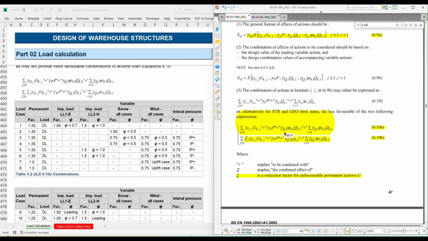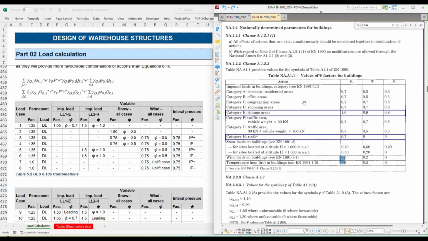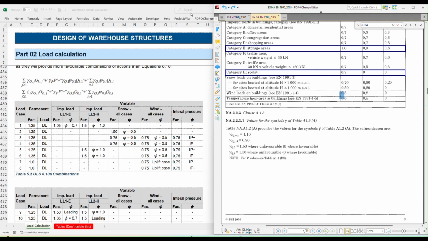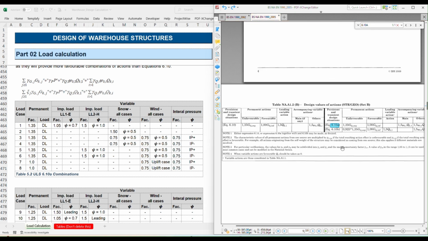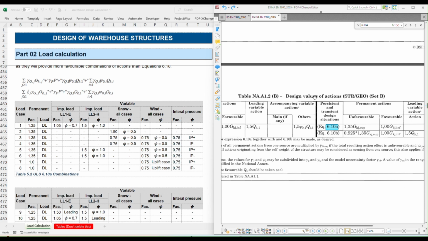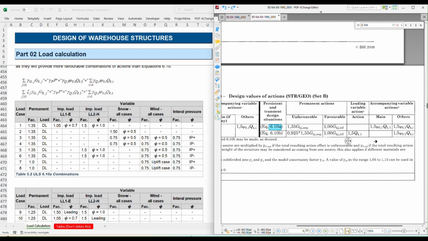And coming to the next, gamma Q with reduction factor and Qk, these are the accompanying variable loads and these are the leading variable. And here you can see gamma G and gamma Q with respect to the permanent and variable load combinations. So we need to find out this gamma G and gamma Q. For that we need to go to BS EN National Annex. Here on the right hand side you can see the design values of actions. So this we are going to consider.